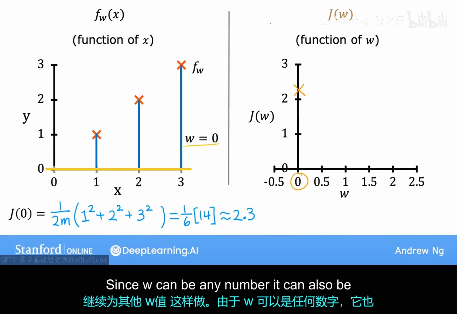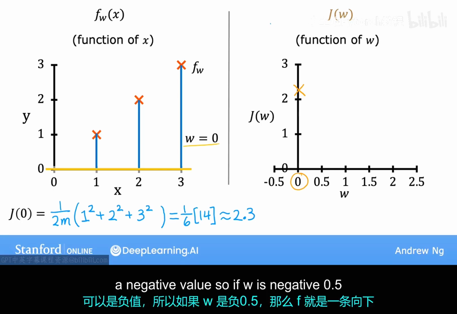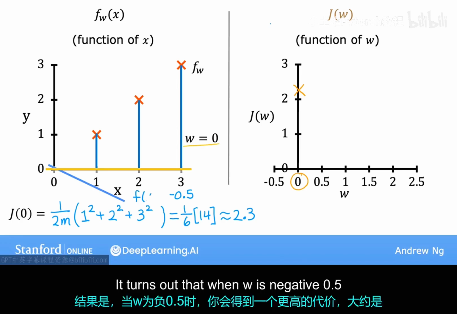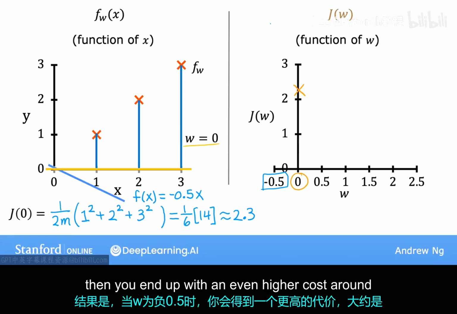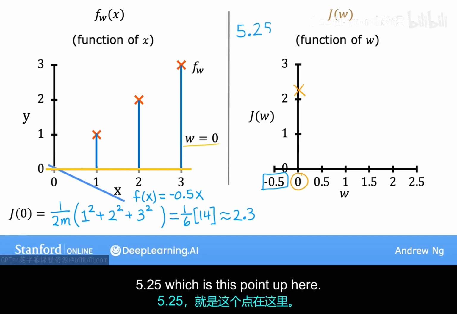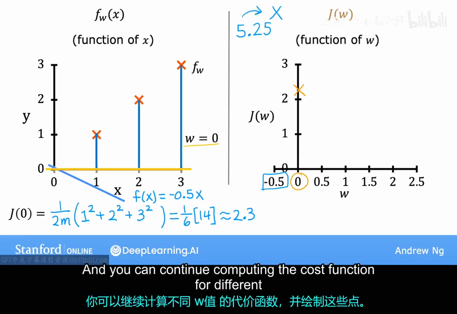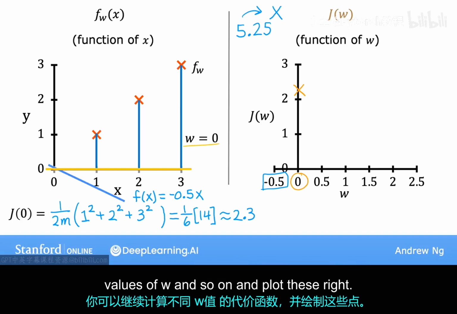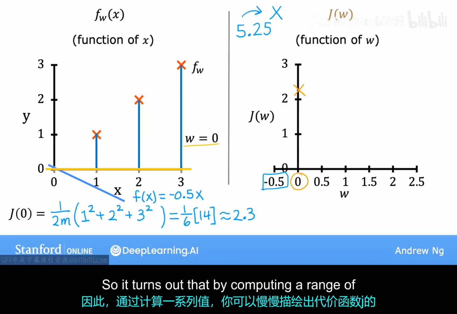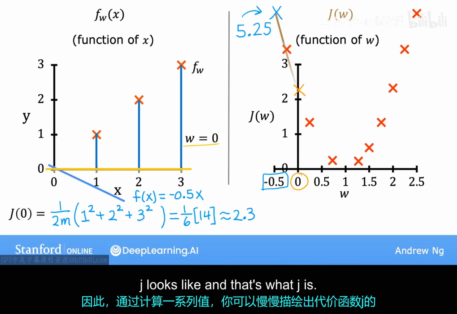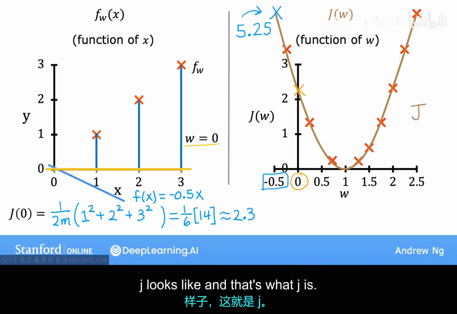Since w can be any number, it can also be a negative value. So if w is negative 0.5, then the line f is a downward sloping line like this. It turns out that when w is negative 0.5, you end up with an even higher cost around 5.25, which is this point up here. And you can continue computing the cost function for different values of w and plot these, right? So by computing a range of values, you can slowly trace out what the cost function J looks like. And that's what J is.